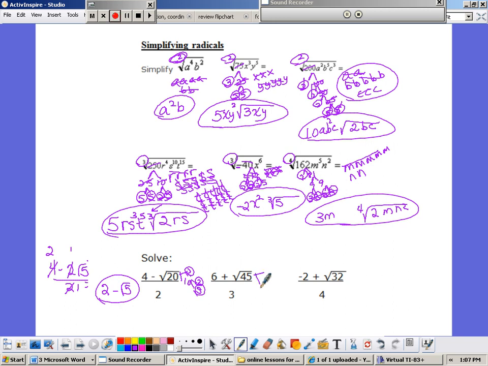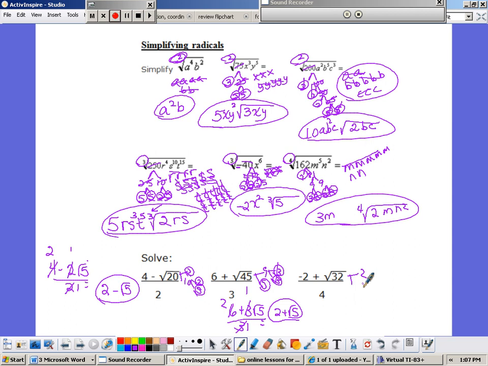I have a square root. 9 and 5, 3 and 3. The 3 can come out, so 6 plus 3 square root of 5 over 3. 3 goes into 6 2 times. 3 goes into 3 1 time. 3 goes into 3 1 time. 2 plus or minus the square root of 5 over 1.